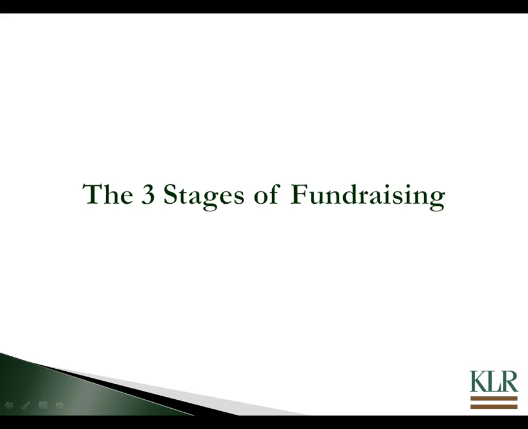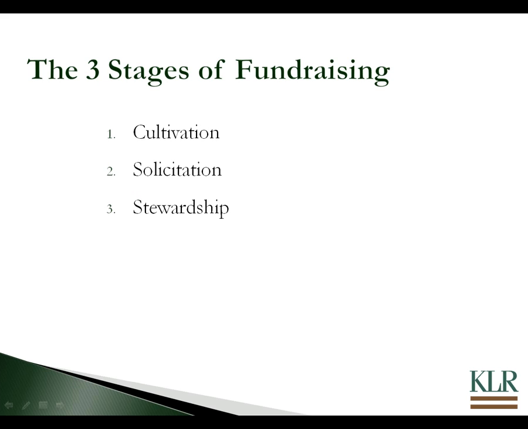When we examined the triangle hierarchy of giving, we identified 3 stages of fundraising. We're now going to look at those in a bit more detail. The 3 stages can be termed cultivation, solicitation, and stewardship. These are not the same terms used in the triangle slide. However, the meaning is the same.